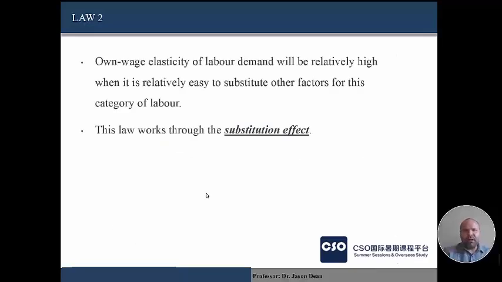The second law: own wage elasticity of labor demand will be relatively high when it is relatively easy to substitute other factors for this category of labor. This is very straightforward. This is just the substitution effect. If it is relatively easy to substitute other inputs for labor, then if there's an increase in the wage, we're going to see a lot more substitution going on than if things were the opposite.